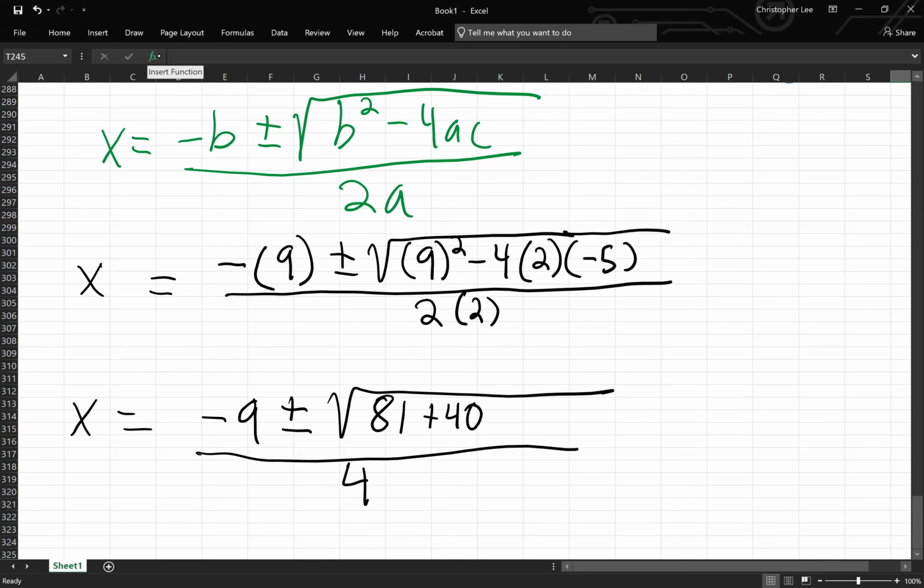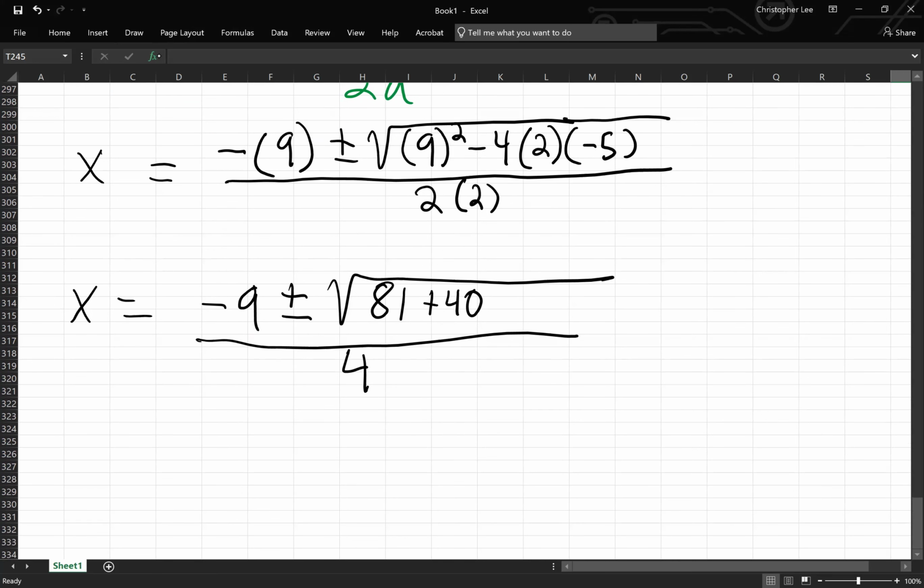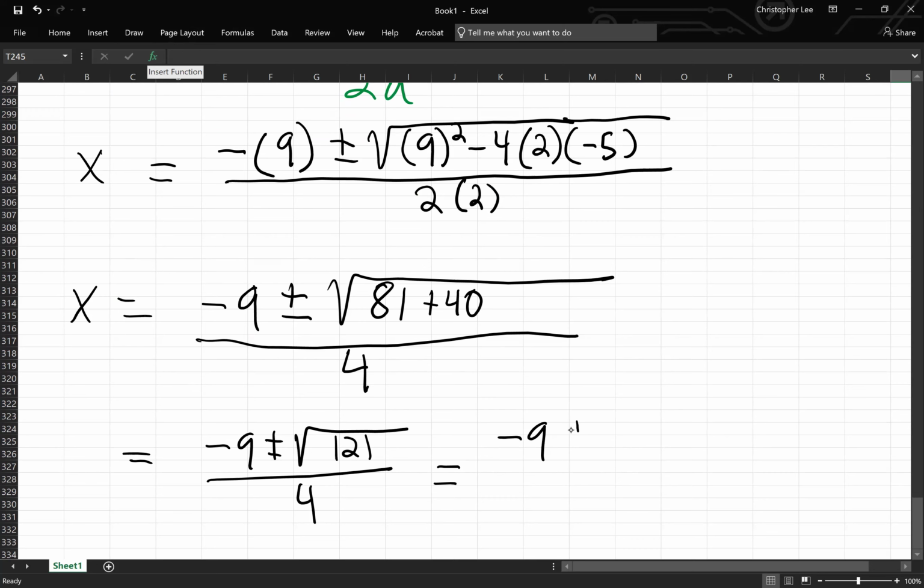Now we got to add this up. So 81 plus 40, what's that? Very good. So this is going to be plus or minus square root 121 over 4. What's the square root of 121? 11. So this is -9 plus or minus 11 over 4. We're almost done. We have two answers here.